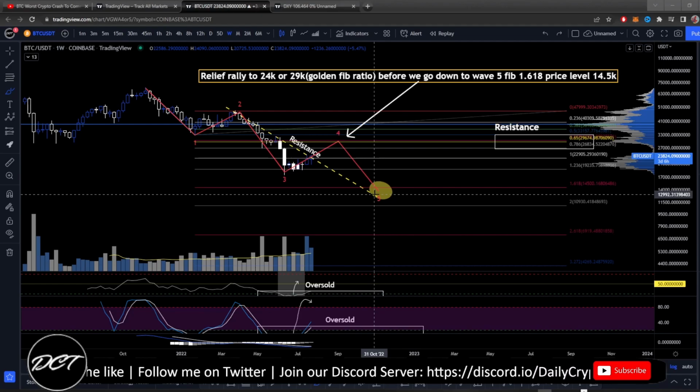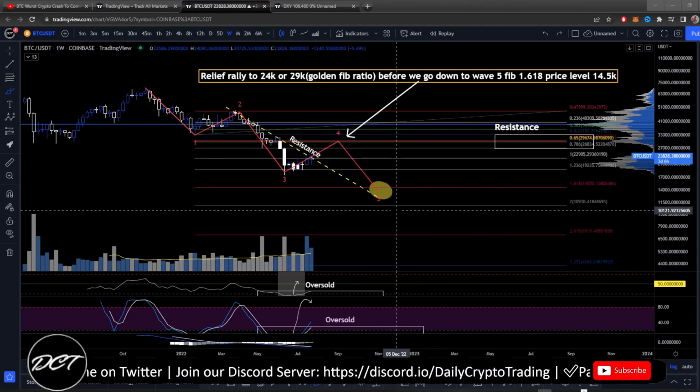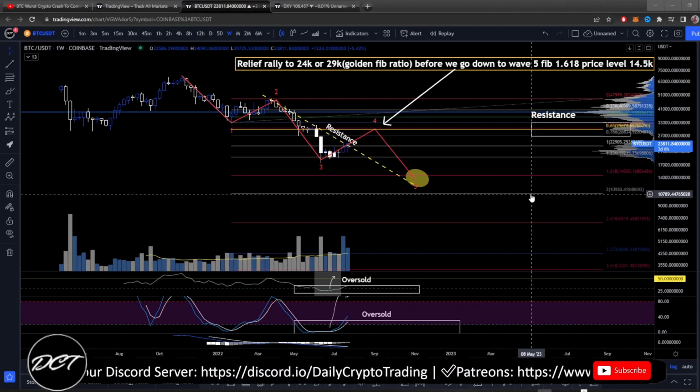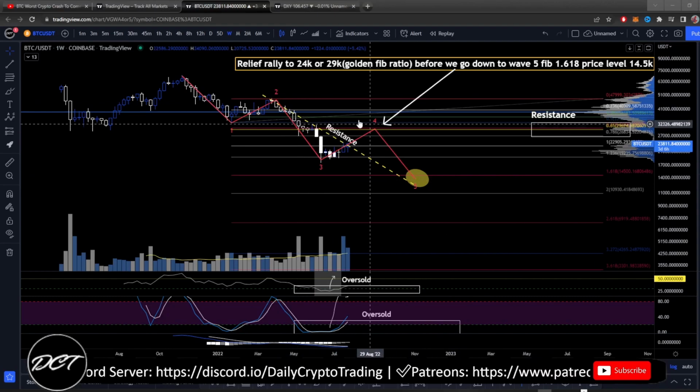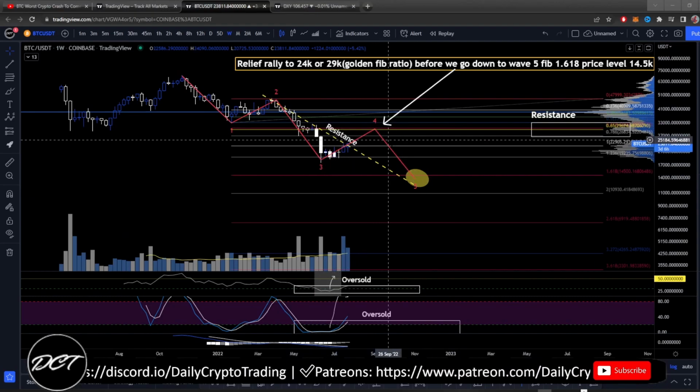But from a technical point of view, I still see we might go to wave 4 before we go down. Do not let the market fool you, guys. Again, this was priced in. On a probability scale, what I believe is in this corrective wave, I do believe it will go above 24k, hit the 30k and get rejected.